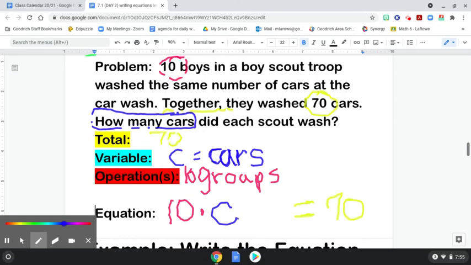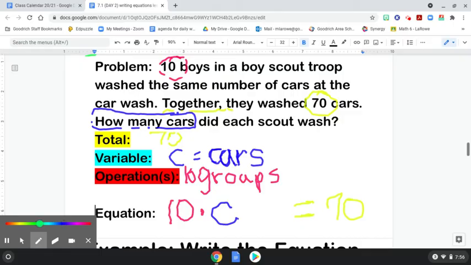So your equation should have been written 10 times C equals 70. Because we do know that there's 10 boys, and each boy washed the same grouping of cars, we know that their total washed was 70, but we don't know how many cars each Boy Scout washed yet. Tomorrow we'll solve this and we'll figure it out. But for today, they're washing a repeated same amount each, which ends up being a multiply by 10.